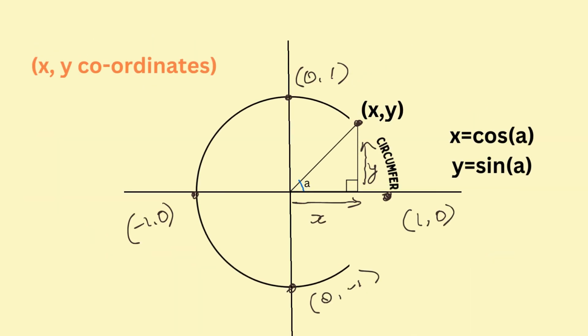Now, observe carefully the x and y coordinates, which are nothing but the base and the height of each point on the circumference. They are directly equal to: x is the cos function and y is the sine function.